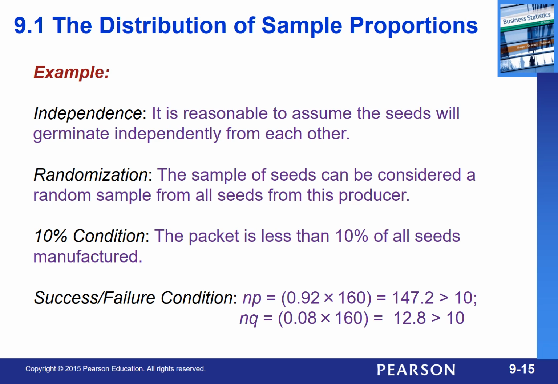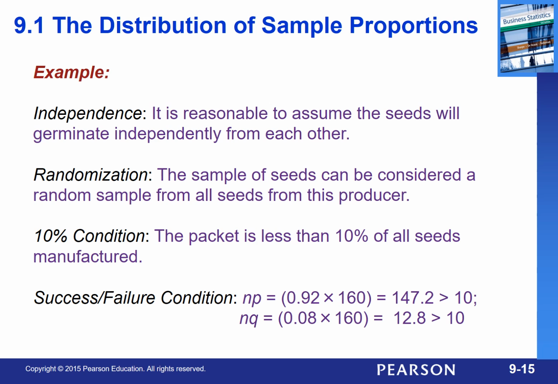Just because the guy grows next to you doesn't mean your conditions are good, and so you might not grow too. All right. 10%. One packet is probably less than 10% of all the seeds they manufacture, because if they only made one packet, it was 10%. That means they made 10 or fewer packets, and they're probably out of business if that's the case. Anyway, here's the success-failure condition.